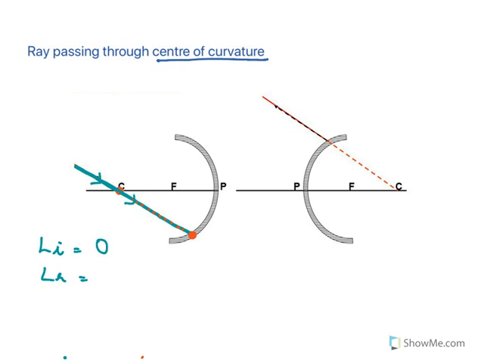So let me explain again. This is a ray that is coming in from the center of curvature. It hits the mirror, and when it is reflected it will go back the same way.